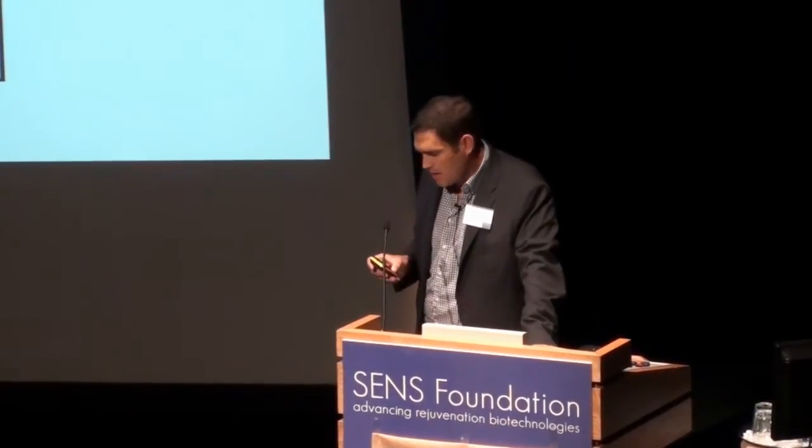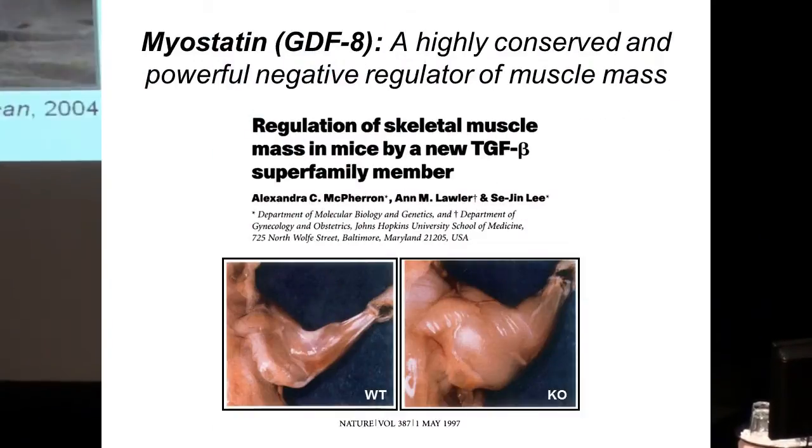It inhibits skeletal muscle growth and differentiation through a number of different cellular processes, and what this talk is going to be about is strategies to disrupt myostatin signaling. And it's not a story that's just unique to mice.